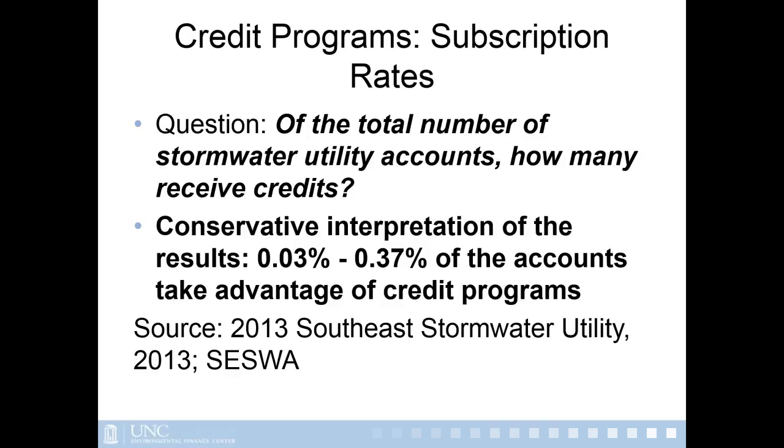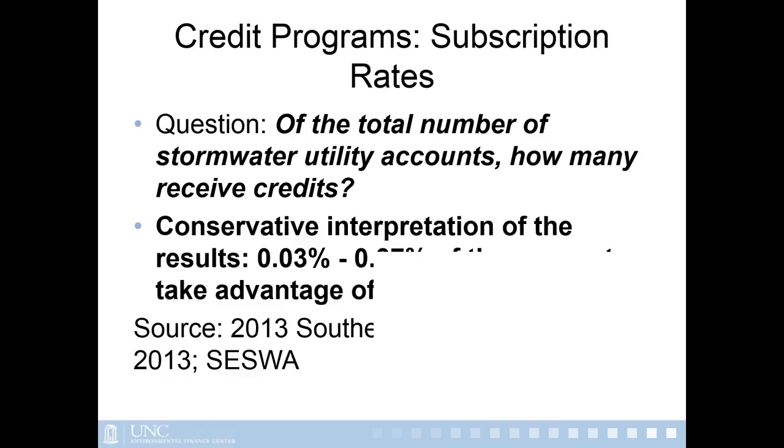Perhaps the take-home message from this slide is that this is a great area for further study. We can't make too many huge conclusions here, but it does seem like there could be an increase in the subscription rates for these programs. Perhaps a better, more direct question to ask in the future would be, what percentage of general stormwater revenues is the utility giving away in credits, or quote-unquote losing because of their credit programs? Maybe that would be a more effective question to ask. But again, we can work on the subscription rates of these programs, it seems.